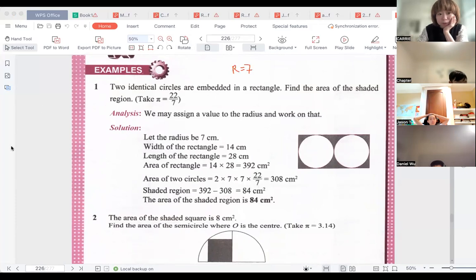I told you. Let's redo it. Can we do it together? If I told you the radius is 7, can we do it together?